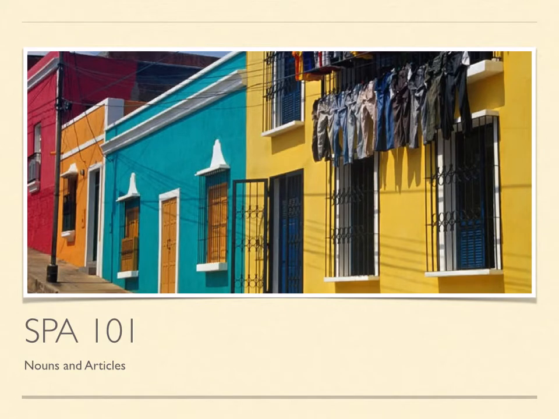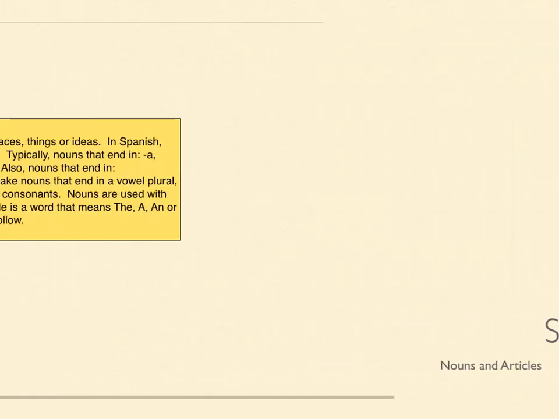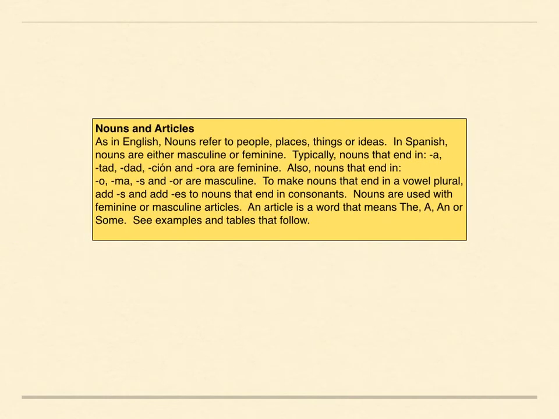Nouns and articles. As in English, nouns refer to people, places, things, or ideas. In Spanish, nouns are either masculine or feminine. Typically, nouns that end in a, tad, dad, sion, and ora are feminine. Also, nouns that end in o, ma, ese, and or are masculine.